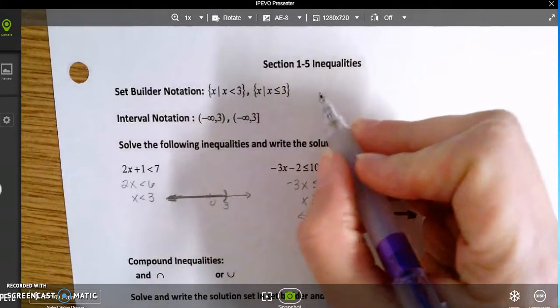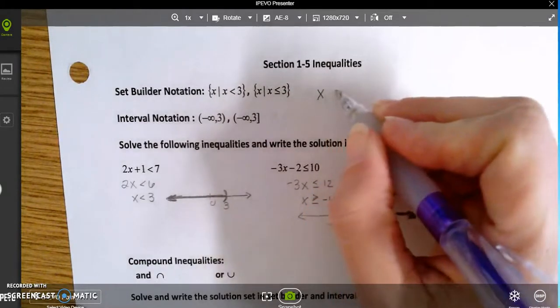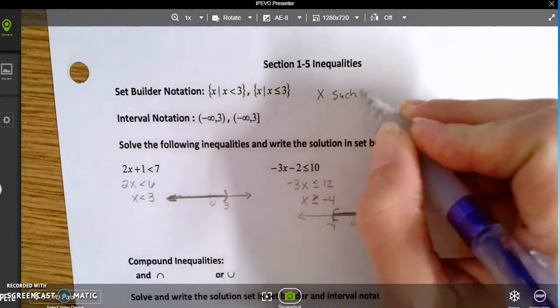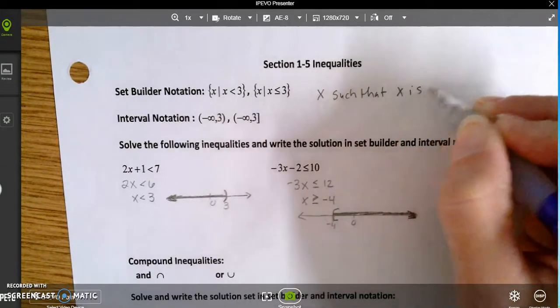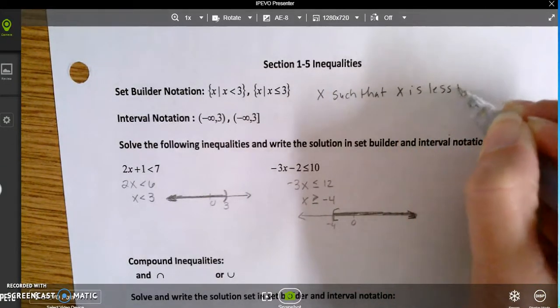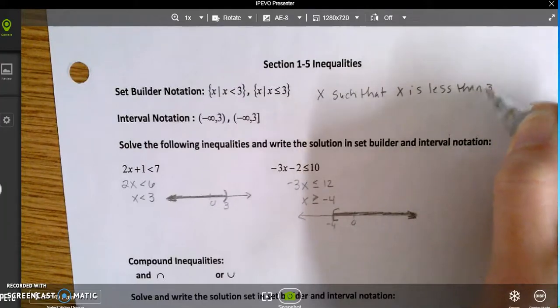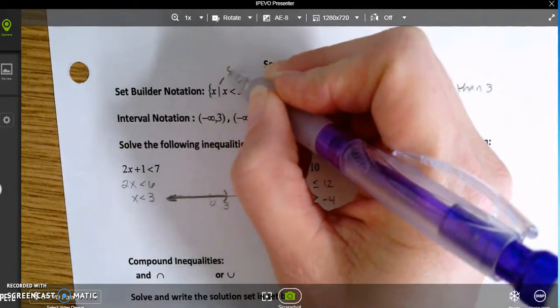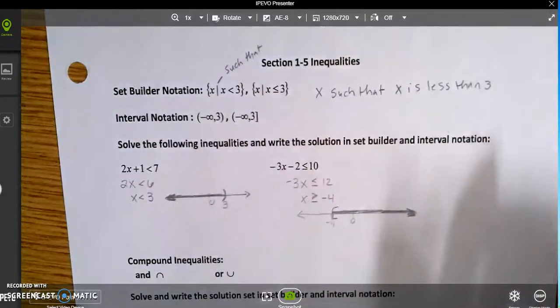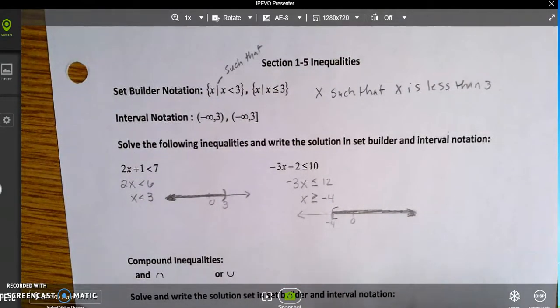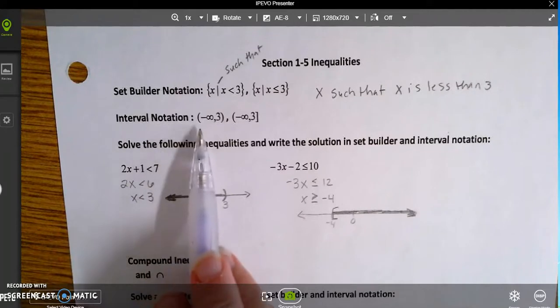This statement is read, x such that x is less than 3. So this bar can be thought of as such that. So that's the way that set builder notation is read or written. And you are a little bit more familiar with that. And then we have interval notation.